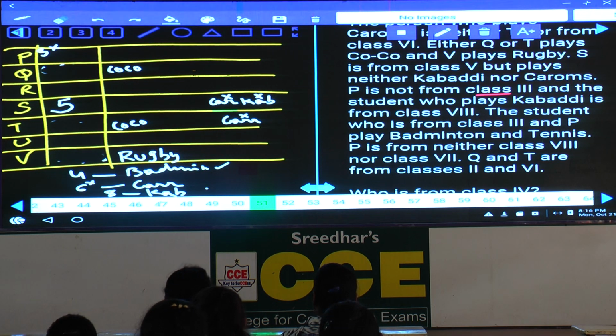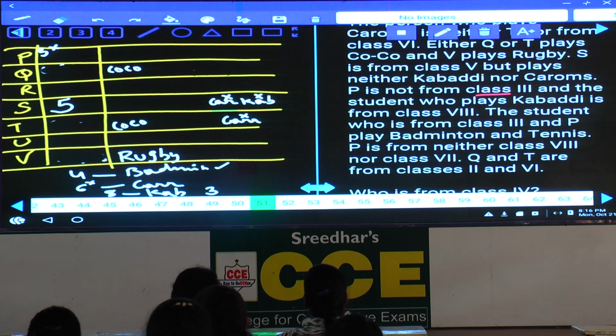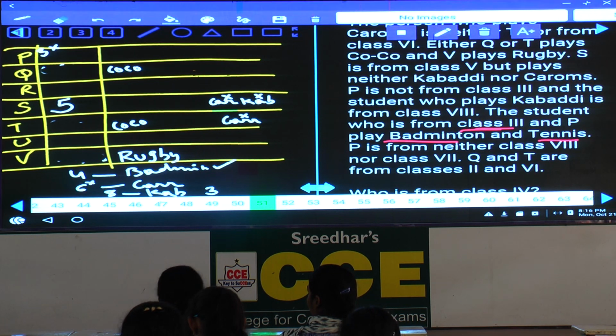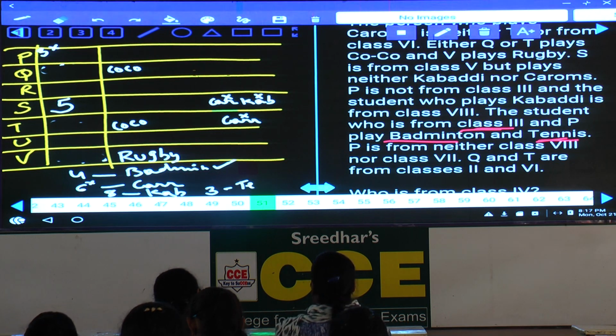Are you following this one or not? Look at the statement once more. The student who is from class 3 and P play badminton and tennis. The word respectively is not given, so it is in any order. The student from class 3 plays either badminton or tennis. There are two possibilities, right? In that, the 4th class student is already playing badminton, as per the first statement. The 4th class student is playing badminton, and the 3rd class student should not play badminton. As the 3rd class student should not play badminton, the 3rd class student must play tennis.